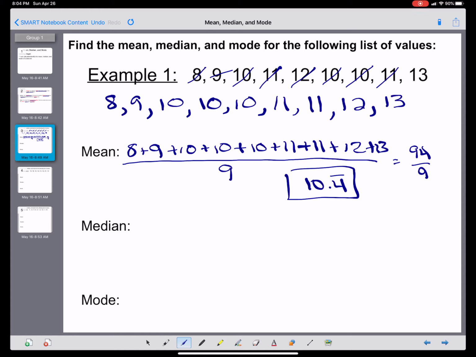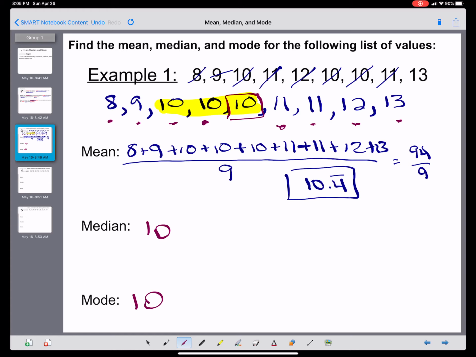My median is my middle number. So I like to start at the left, pick one at the right. Start at the left, pick another one at the right. Start at the left and keep going. And what do I end up with? I end up with my middle term being 10. The mode is the number that occurs the most. Well, I have 2 11s, but I actually have 3 10s. So my mode is 10.